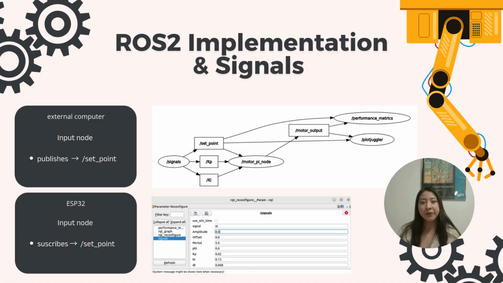A signal generation node runs on the external computer and publishes the reference signal to the setpoint topic. The ESP32 subscribes to this topic and executes the PI control loop at the selected sampling rate. The node can generate step, sinusoidal, cosine, square, and triangular signals. All signal parameters are configurable at runtime through a YAML parameter file. The controller gains Kp and Ki can also be adjusted dynamically via the topics, enabling live tuning during experiments.